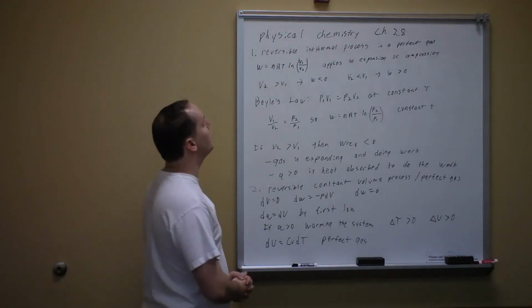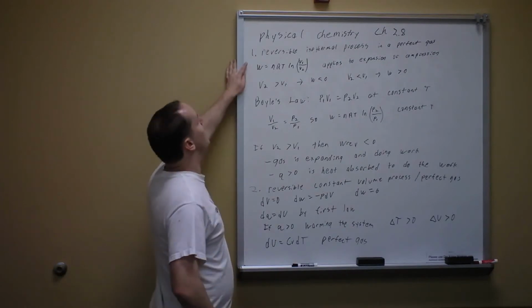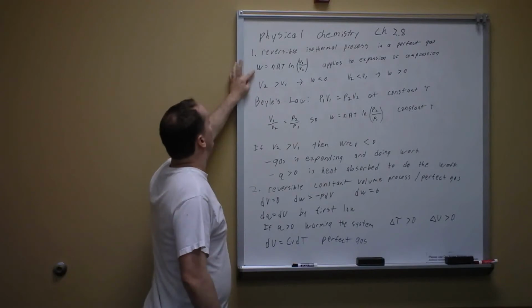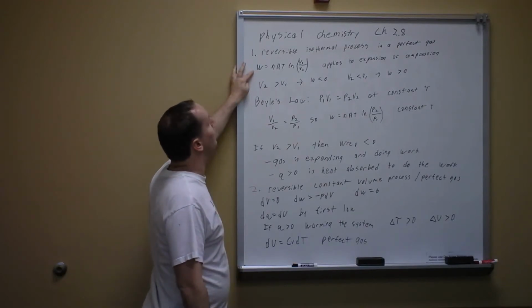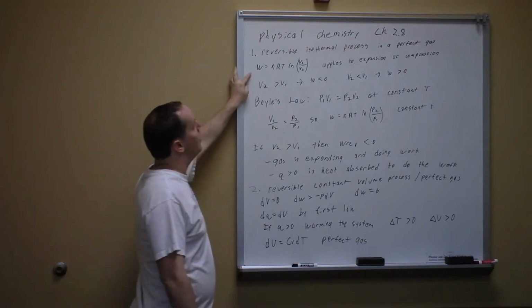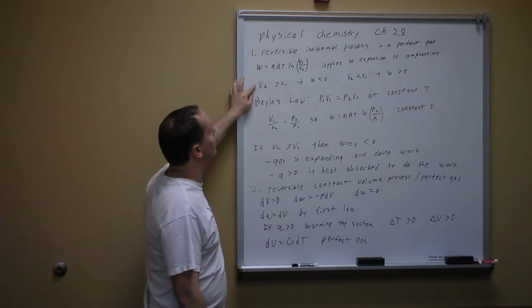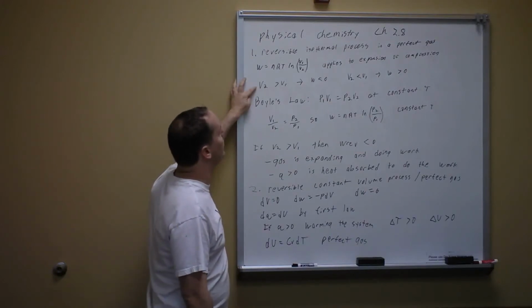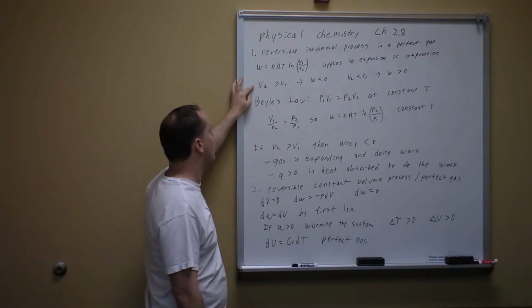Okay, continuing chapter 2.8 of physical chemistry, finishing up what we started about reversible isothermal process in a perfect gas. We showed that work is equal to nRT times the natural log of V1 over V2. This applies whether the gas is expanding or being compressed. Now, if V2 is greater than V1, then work is less than 0. But if V2 is less than V1, then work is greater than 0.